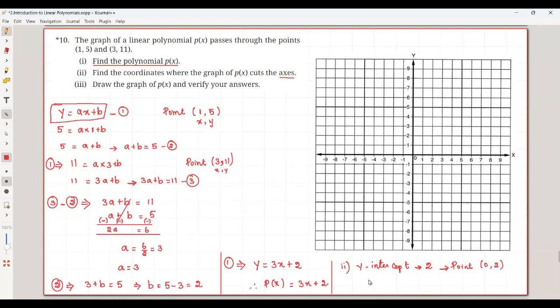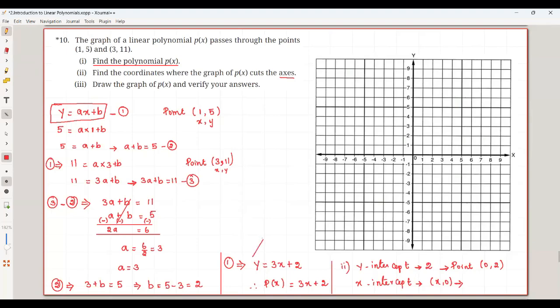Next, for finding the x-intercept: the x-intercept is in the form of x comma 0. That means in the place of y we have to take 0. Just substitute y is equal to 0, that means equate this to 0, so you'll be getting the x value. So y is equal to 0 means what will come here?